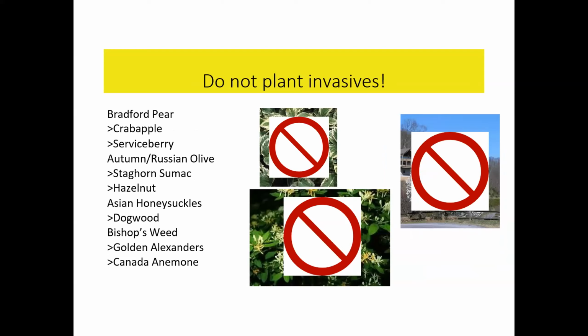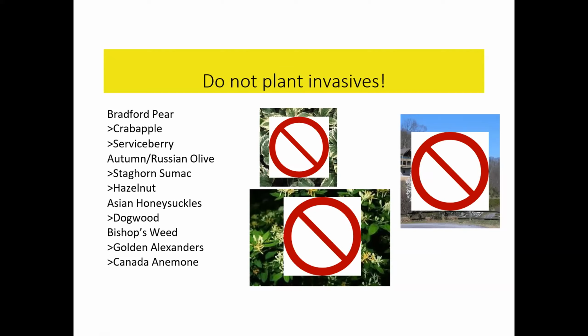Another one that has been overplanted and is very much problematic is the Bradford pear. I wish you could see the picture on the right, but if you go through certain areas this time of year, Bradford pears are in full bloom, and they are beautiful trees, but they are extremely invasive. They were overplanted. And what we found is that they are not a good tree to plant.